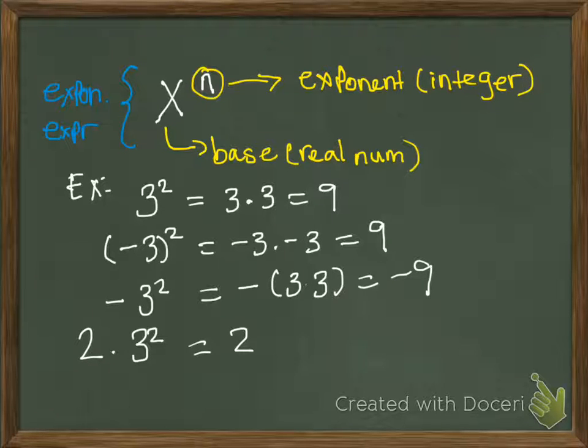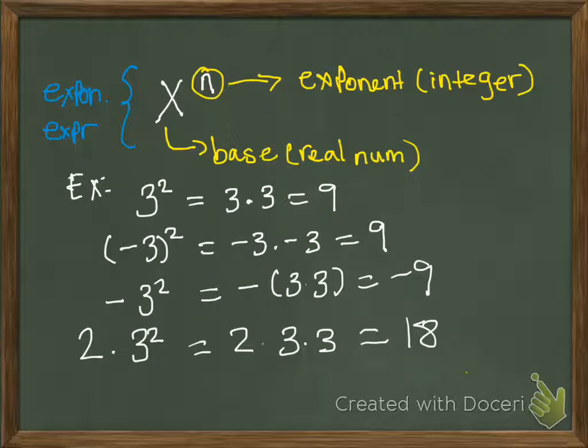Okay, let's do another example. Say we have 2 times 3 squared. 3 times 3 is 9. And 2 times 3 times 3 is 18. Thus, 2 times 3 squared is 18.